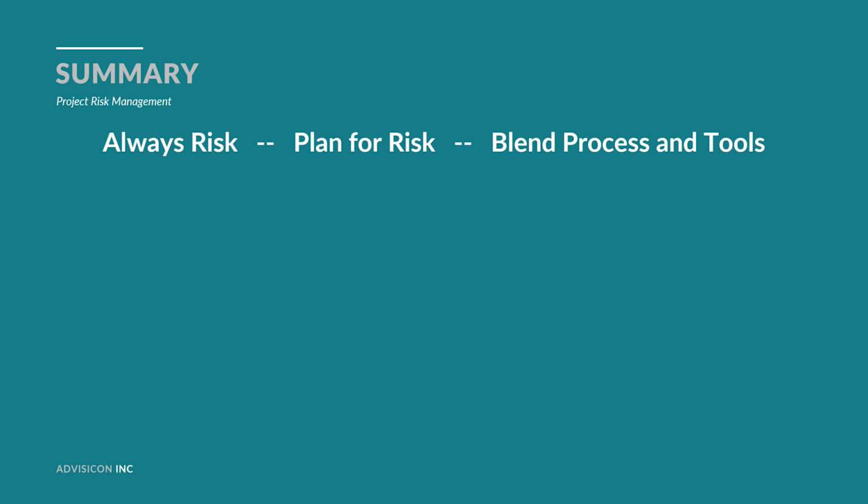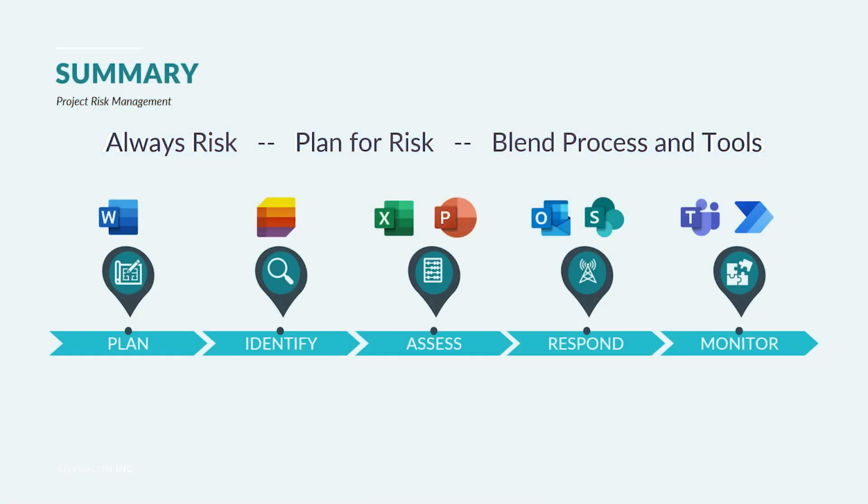All right, let's summarize what we have talked about today in the webinar. In summary, always risk. There's always risk happening with any decisions taken. Even the decision to not make any changes is a risk. Secondly, plan for your risks. There's knowable risks, and you can plan for them. You can have a response for them, and you can have a response owner who's responsible to execute the response plan.